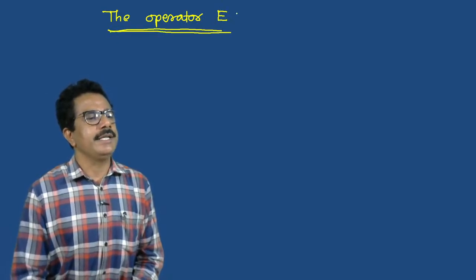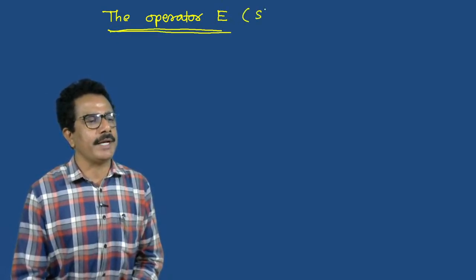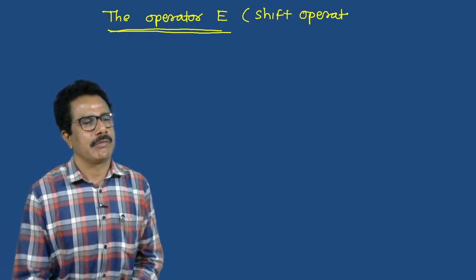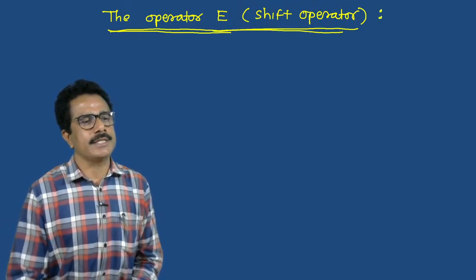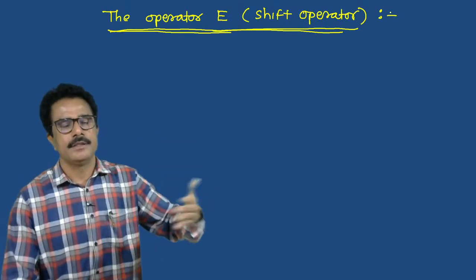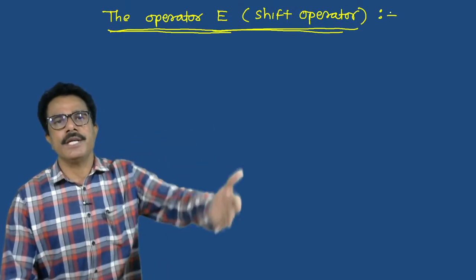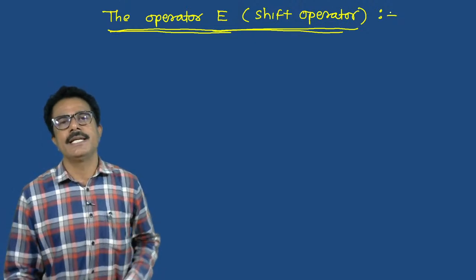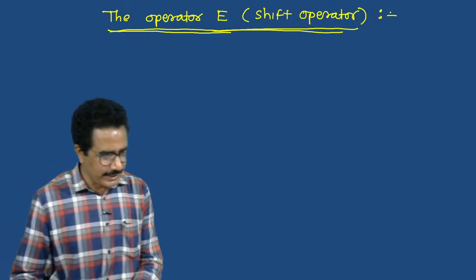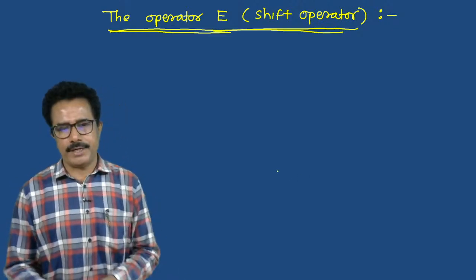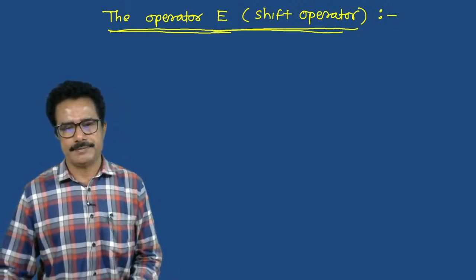First of all, we shall define the operator E, or it is also called as a shift operator. Operator E is also called as a shift operator. That means it shifts the function forward. It shifts the function forward. So we can say that it is the shift operator. Now see here, how to define this shift operator we shall discuss here.